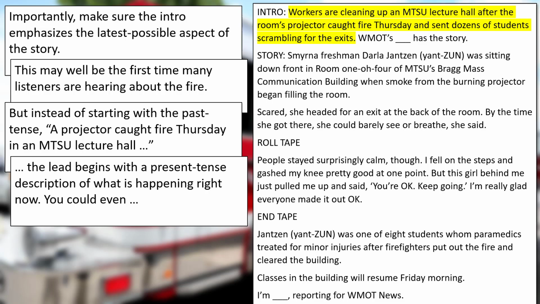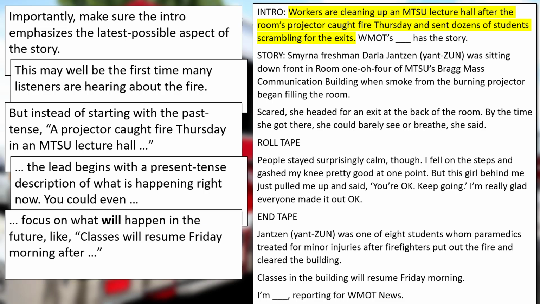You could even, if you wanted to, spin it forward into the future and focus on what will happen. Something like classes will resume Friday morning after a projector in a lecture hall caught fire and forced dozens of students to scramble to the exits, that sort of thing. You're focusing on the future. That's kind of the ultimate latest stuff, right? It hasn't even happened yet.